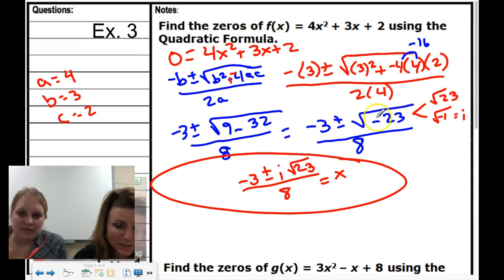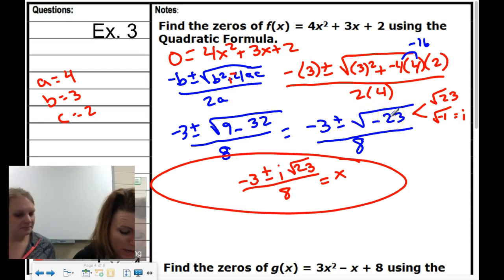So if you get a negative under a square root, take the negative out, make it i, and leave it positive underneath. Exactly. Okay, that would be it.